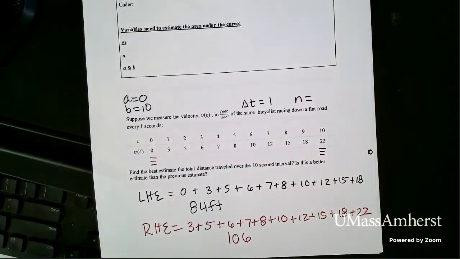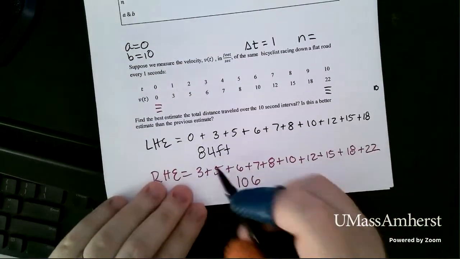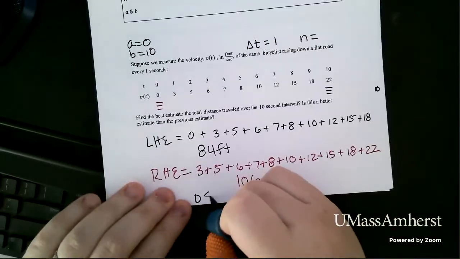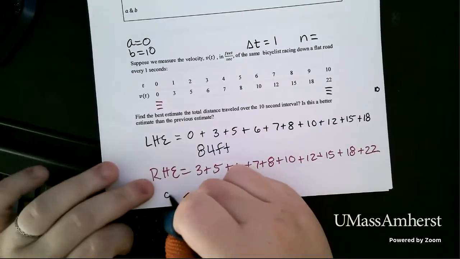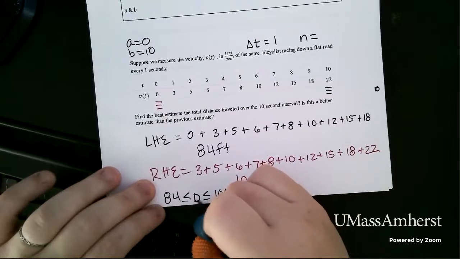So now our interval, where our total distance traveled needs to be, which I'm just going to call D, has to be between 84 and 106, right?